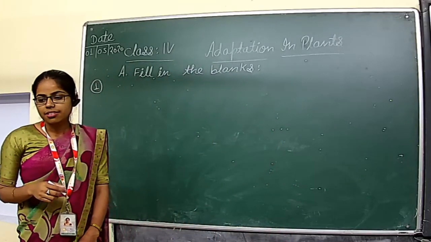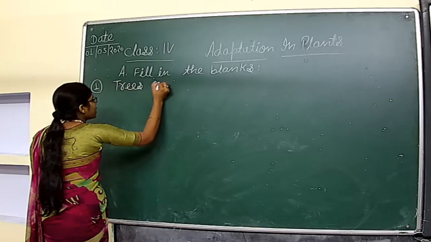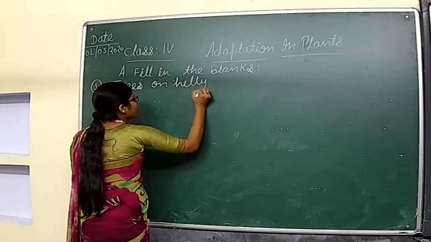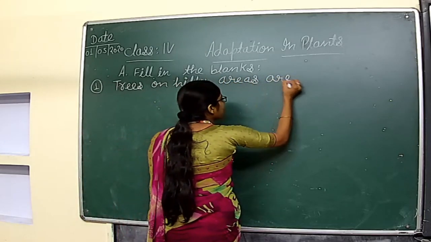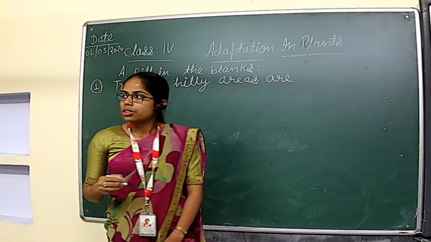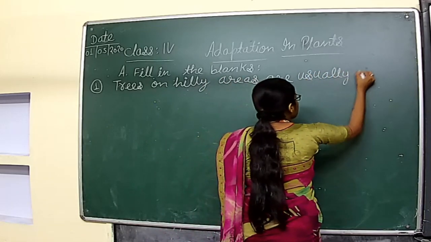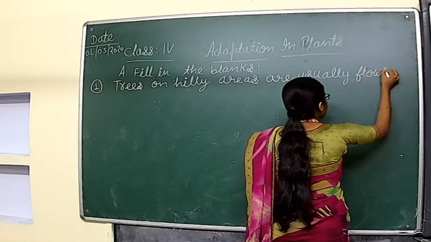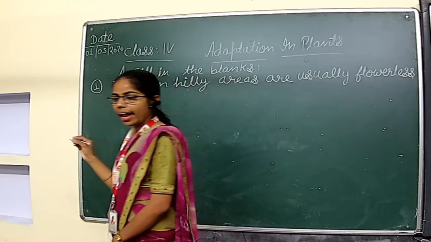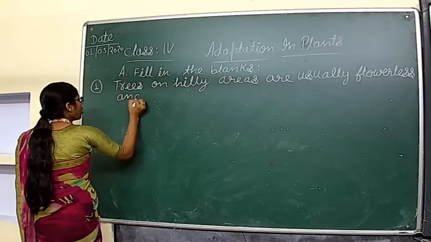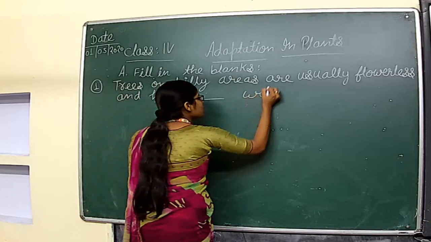The first question is, trees on hilly areas are usually flowerless and have dash with seeds.